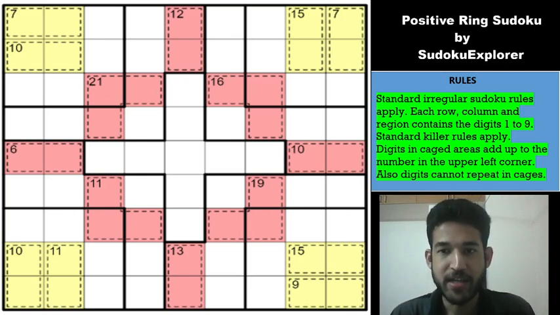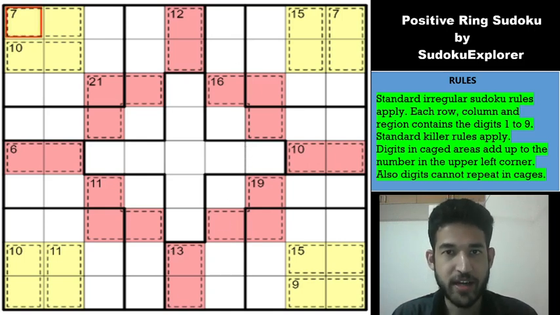The next part is the killer part. So digits in caged areas will add up to the clue given in the top left corner of the cage. So which means that digits cannot repeat inside the cage, and if you sum those digits, then you will get 15. So for example, if you take this cage, the sum of these three digits will be equal to 19. So the theme of this Sudoku is positive ring. As you can see, there is a ring inside the grid, and it's an irregular killer Sudoku. So having said that, we'll start solving the Sudoku now.